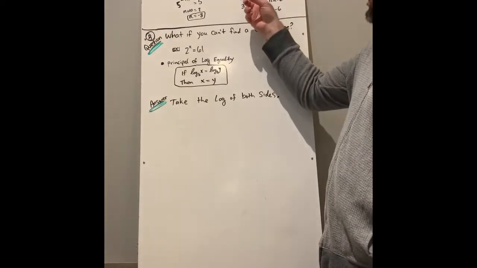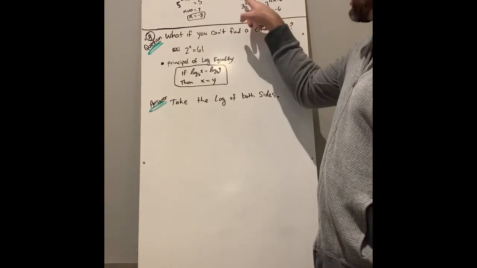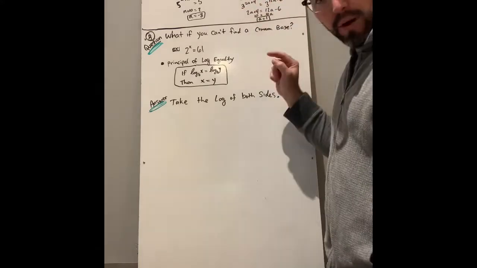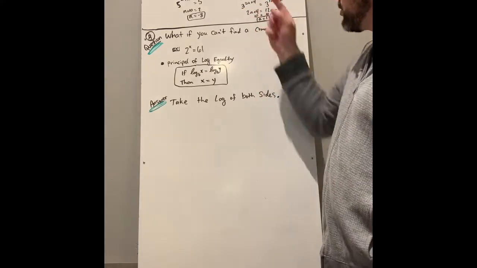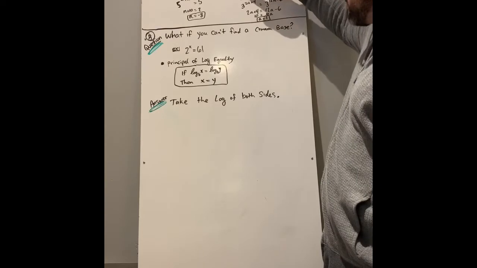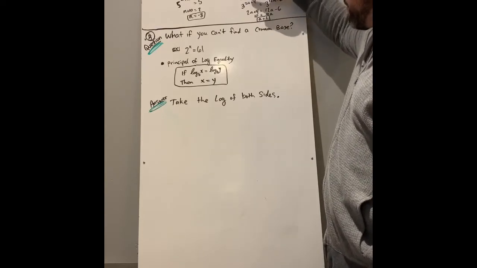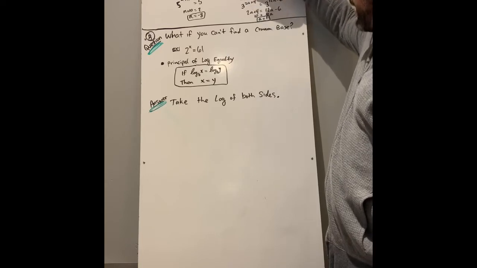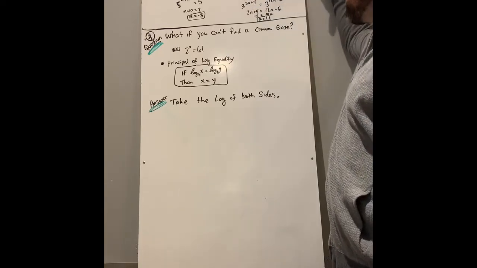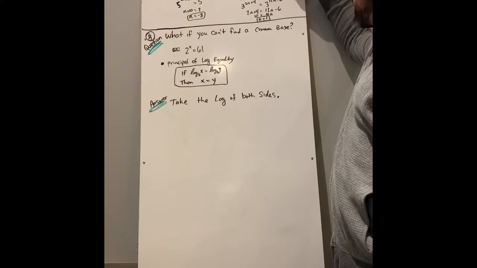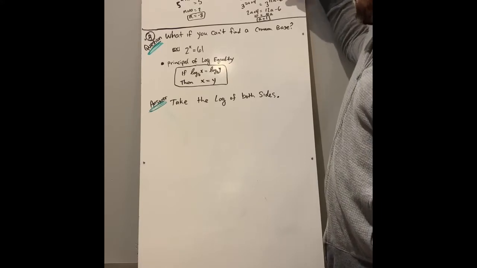Once I do that, I use properties of exponents to distribute this 2. Remember, when you raise a power to a power, you multiply. So here I'm multiplying a plus 2 times 2, which means I can just distribute that 2. I get 3 to the 2a plus 4, since 2 times 2 is 4. I do the same thing here: 3 times 4a is 12a, and 3 times 2 is 6.